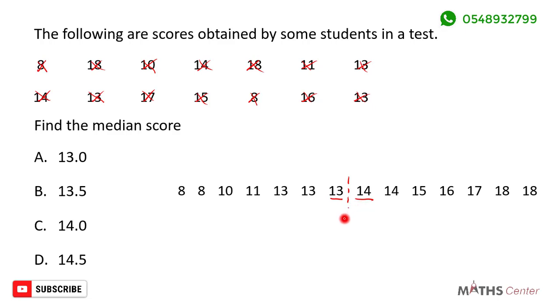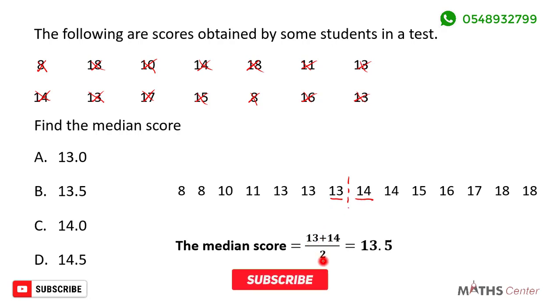To get the median, what we will do is add these two numbers and then divide the result by 2. So the median score is equal to 13 plus 14 divided by 2, and this will give us 13.5. When we look through the options, the correct option is B. The median score obtained by the students in the test is 13.5.